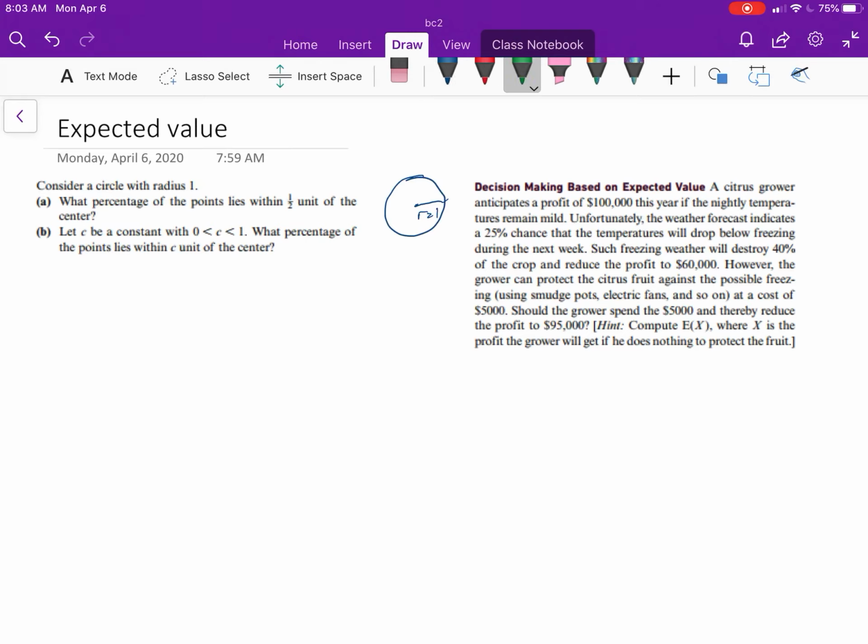So if I went over a half right there, I'd have a smaller circle. Think of a bullseye. It's asking what percent out of all the points in the circle are within that half unit. So first thing we need is this area formula. Area is pi r squared.